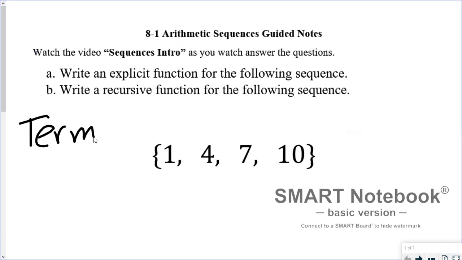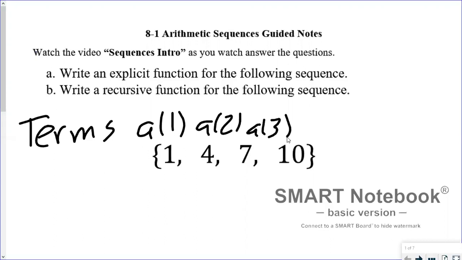So we denote terms using A since we're talking about an arithmetic sequence, A for arithmetic. So our first term, A1, is 1. Our second term, A2, is 4. Our third term, A3, is 7. And our fourth term is A4, which is 10. Now, we need to find our common difference.